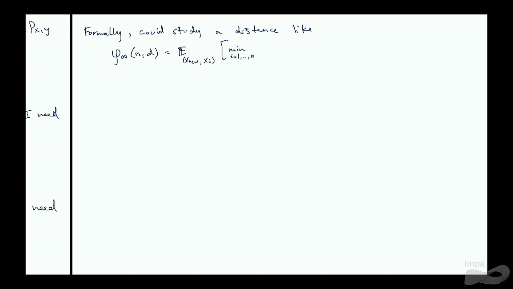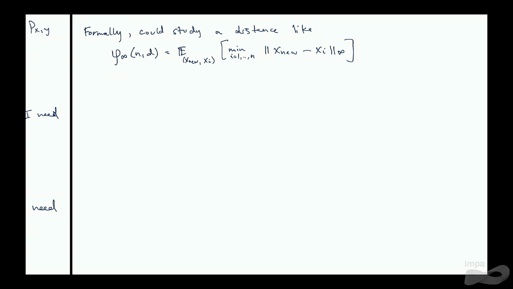Okay, there's a number of ways you could think about what close means. But one such example might be the following. Formally, we could study a distance like the following, which I'll call rho infinity nd. We look at a joint expectation over a new data point and our sample, of the minimum over all the points in the sample of the infinity norm between the new point and a point in the sample.